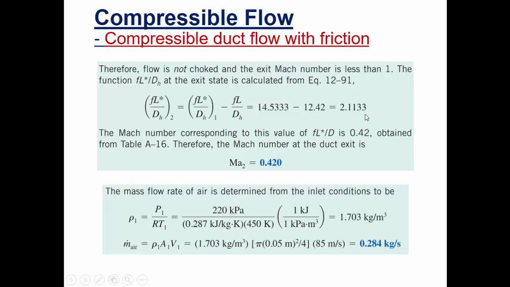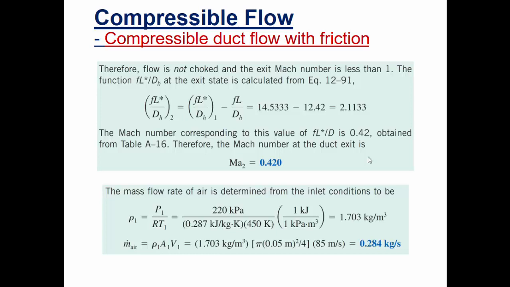Now what we have to do is use the table again. We just have to find from Table A16 for the value of 2.133 for these properties, what Mach number does it correspond to? If you look into the table, it will correspond to a Mach number of 0.42. You have to do some interpolation to obtain this Mach number. So our Mach number at the exit is equal to 0.420, which answers the first question.